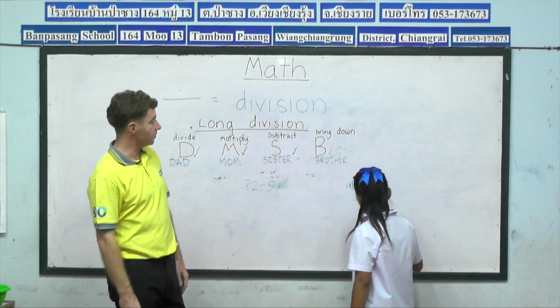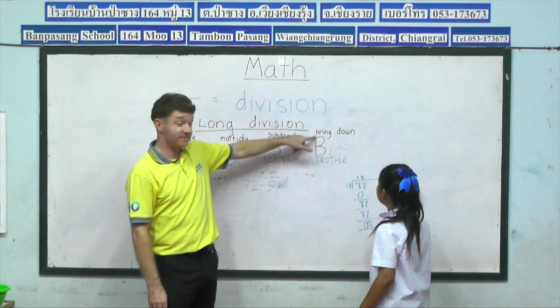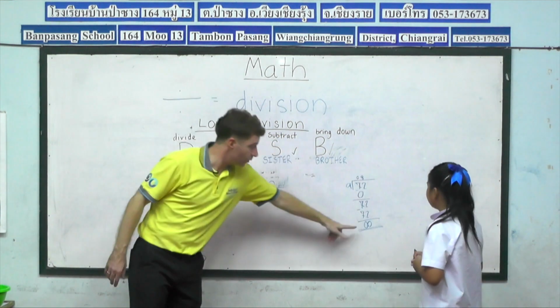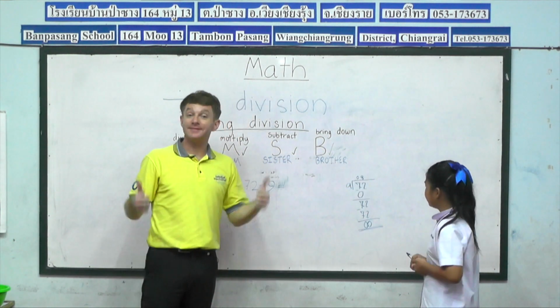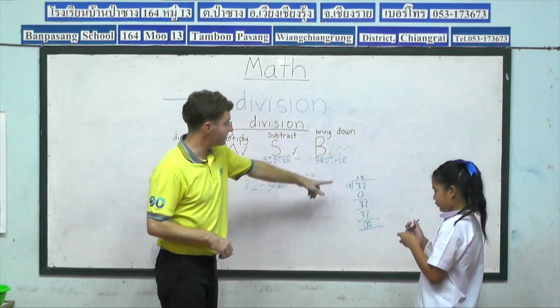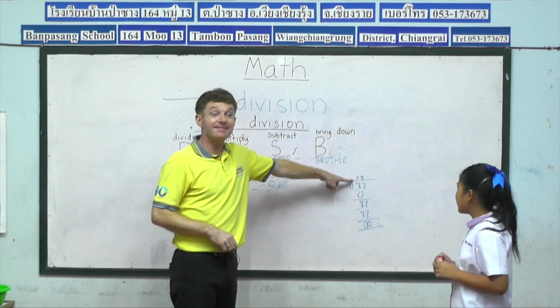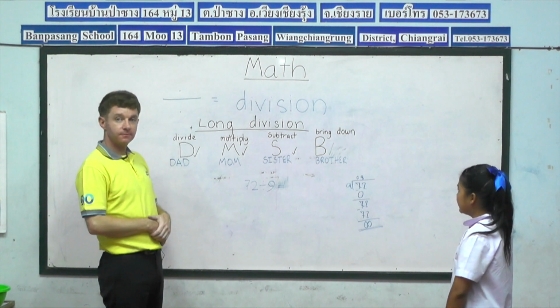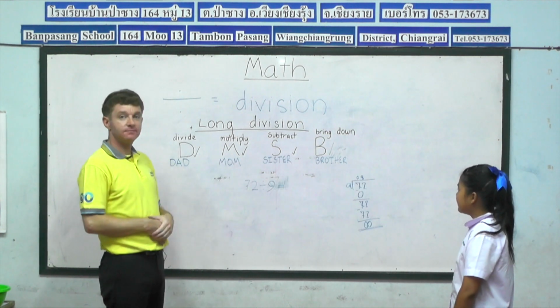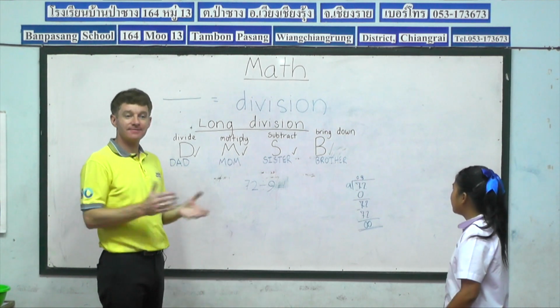And then, Lakau, our next step, bring down. But we're at zero. We've got no more numbers to bring down. That means we're complete. We have our answer, 8. So we can say 72 divided by 9 equals 8.